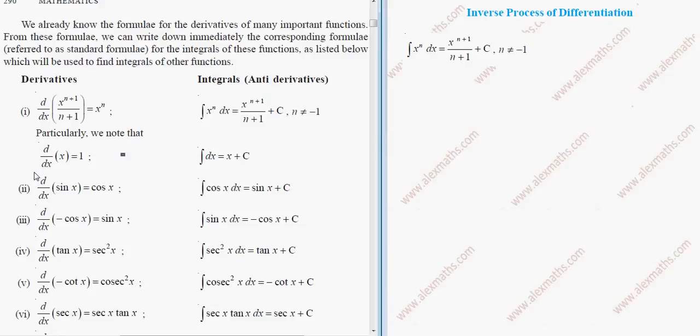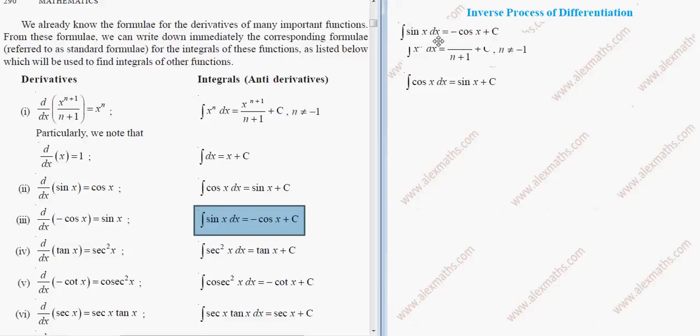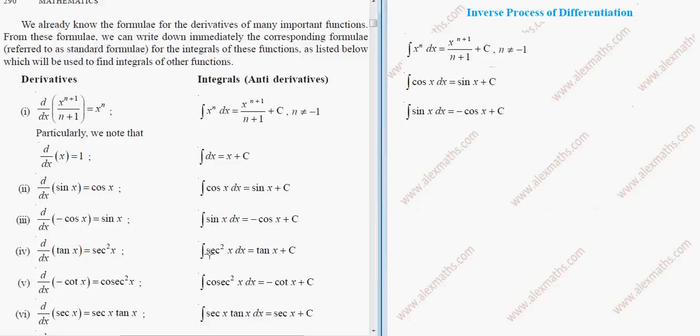Then you see this one, this is the differentiation list we have. Differentiation of sin x is cos x. So if I integrate cos x, I will get sin x. In the same way, the differentiation of cos x is minus sin x. So if I take the differentiation of minus cos x, it is sin x. So the reverse process, the integration of sin x is minus cos x. In this way, we will slowly see all the formulas. We will memorize them now so that we can use them later.